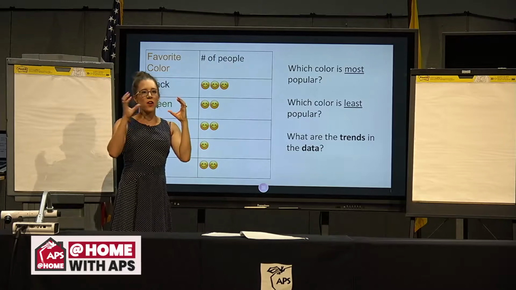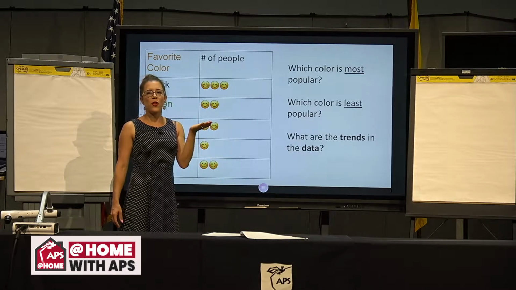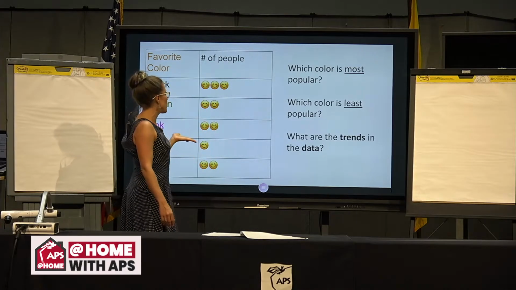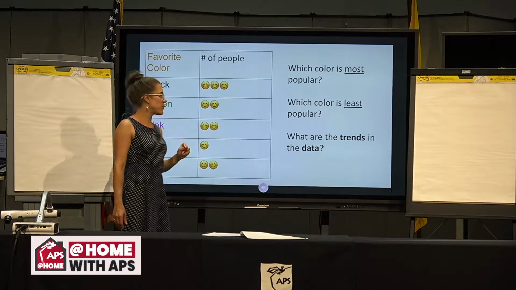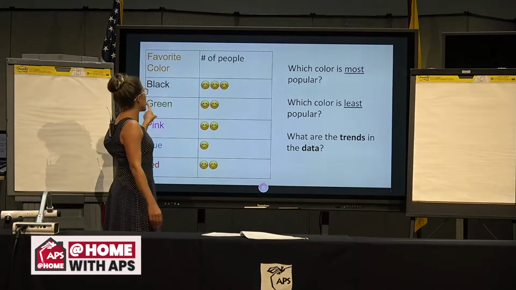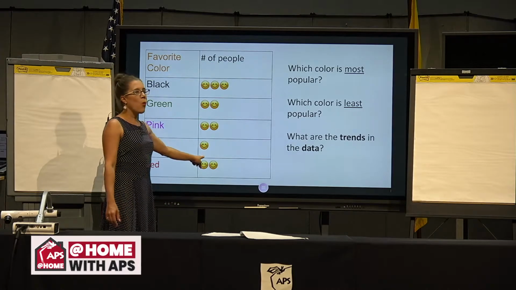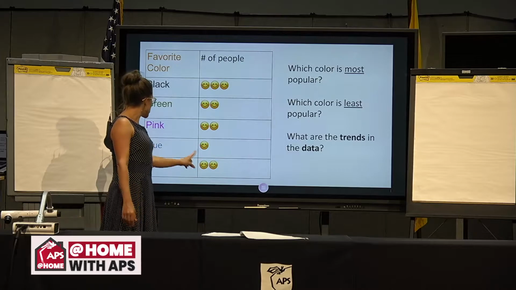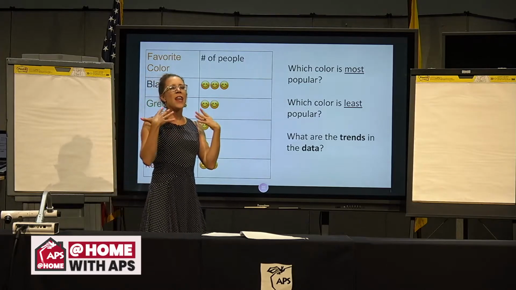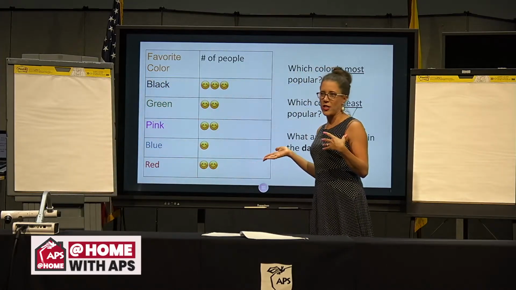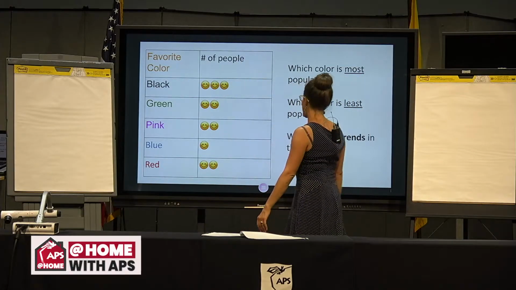And so instead of writing my friends' names, I use smiley faces to represent the number of times that a particular color was chosen. So here, 3 people chose black as their favorite color. 2 people chose green as their favorite color. 2 chose pink. 1 chose blue. And 2 chose red. So this is a little bit easier to interpret. Now I can start asking questions about my data because I can clearly see the quantities represented.